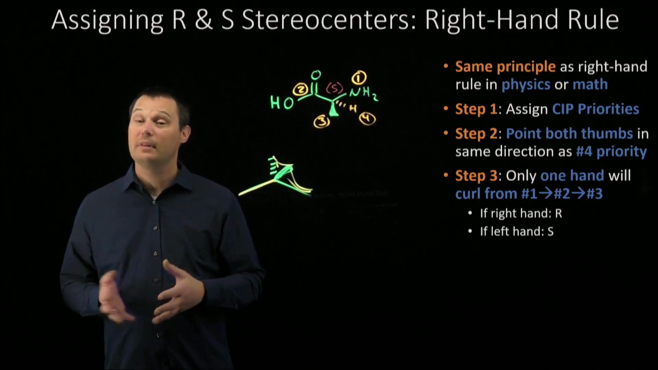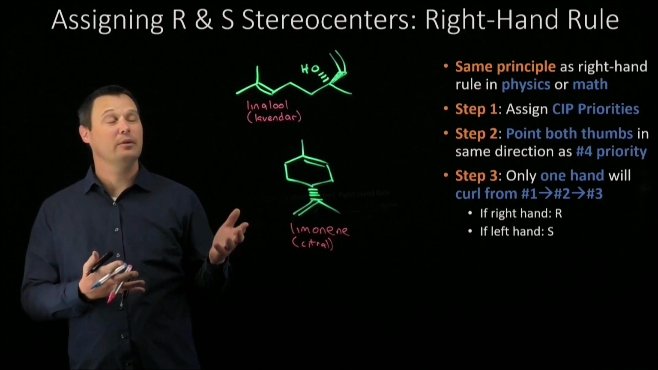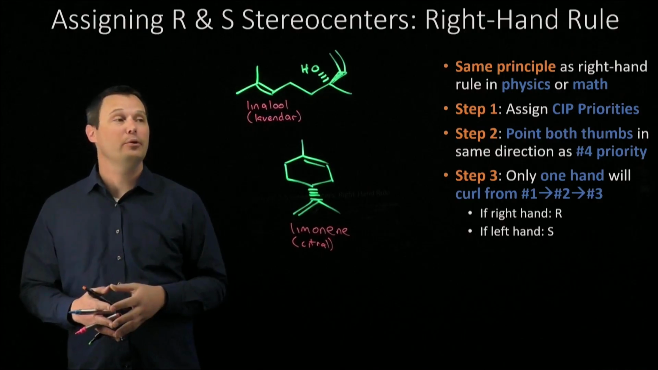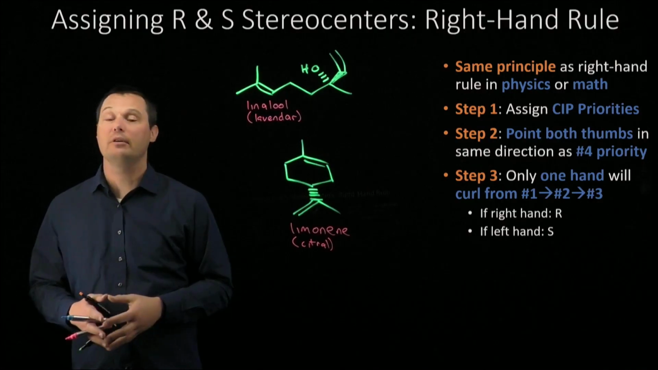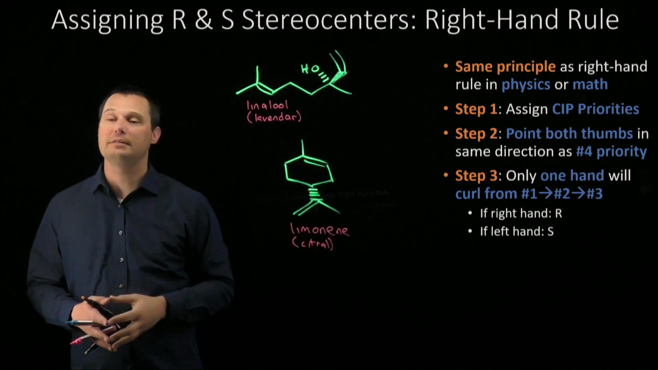that I use personally. Let's look at 2 other examples to see if we can apply the right-hand rule to those examples. Here are 2 new molecules: linalool, the primary fragrant component of lavender, and limonene, the primary fragrant component of citrus. Pause the video, see if you can use the right-hand rule to assign the R and S stereochemistry labels.